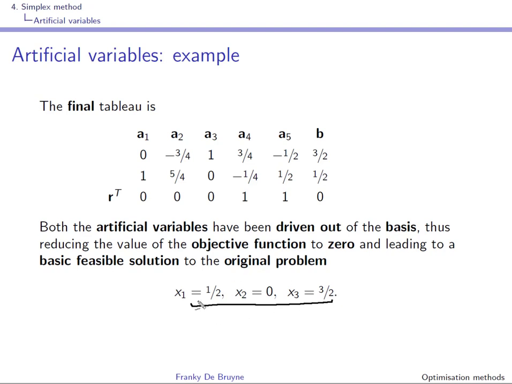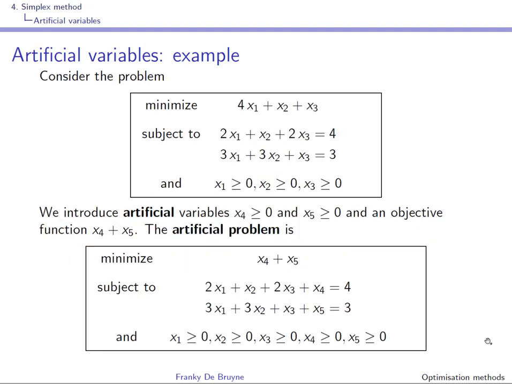And of course, you should check this. Well, let us do this check. x1 is equal to a half, x2 is equal to 0, and x3 is equal to 3/2. And if you plug this in, you have 1 over here and 3, that's 4, that's correct. Here you have 3/2 and 3/2, that's 3. So indeed, this is an initial basic feasible solution to our initial problem.